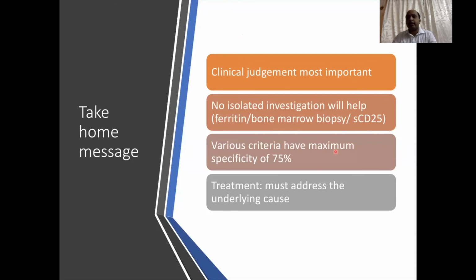No isolated investigation will help. Like ferritin, as I told you, hyperferritinemia will not always tell you; like bone marrow biopsy, only 60% of cases can show macrophage activation syndrome, or various criteria like the H score or COVID-induced criteria, only specificity mostly 75%. And treatment must address the underlying cause. Remember, in infection-associated MAS, you have to give treatment for the underlying cause, either antiviral or antibiotic or anti-tubercular according to the underlying cause.